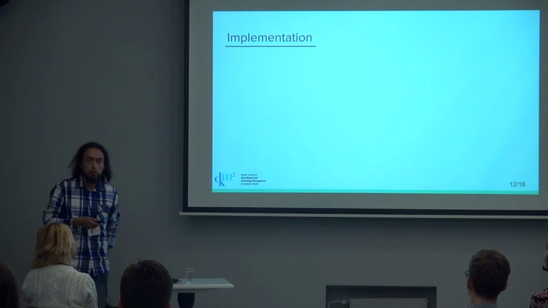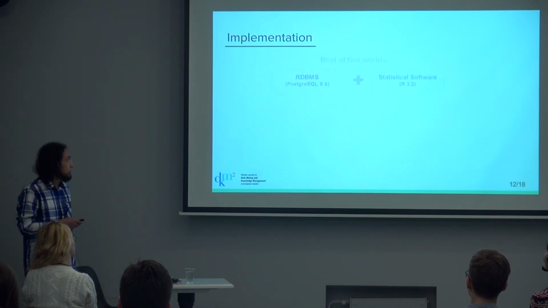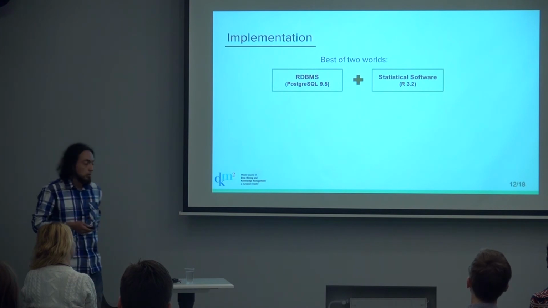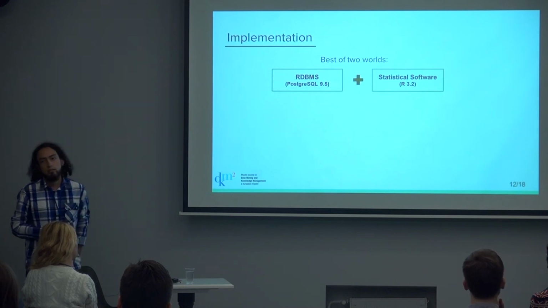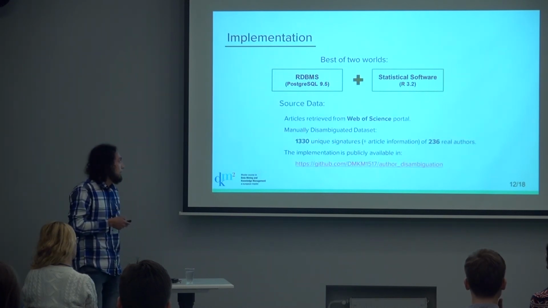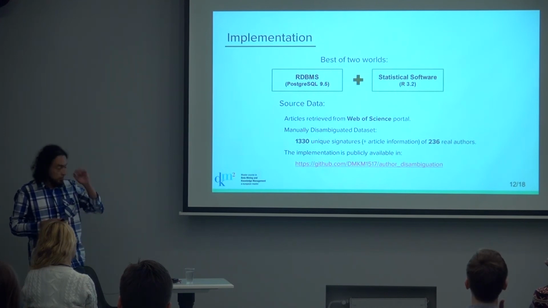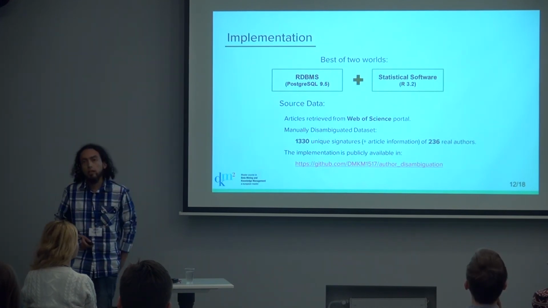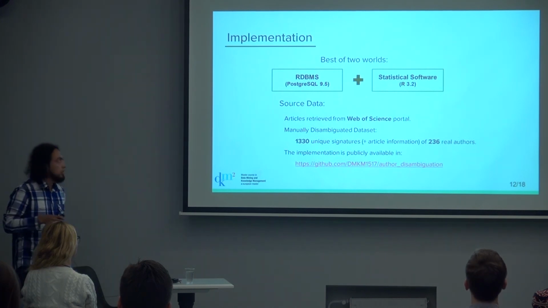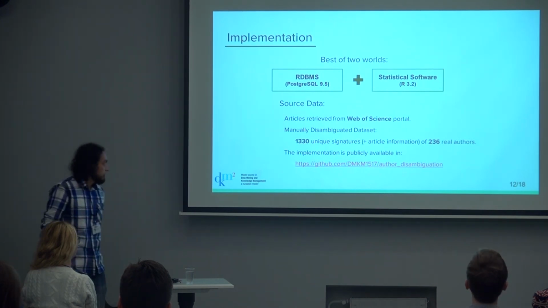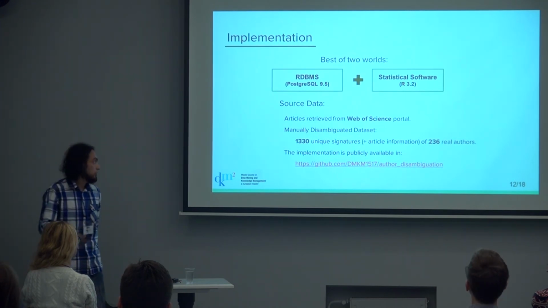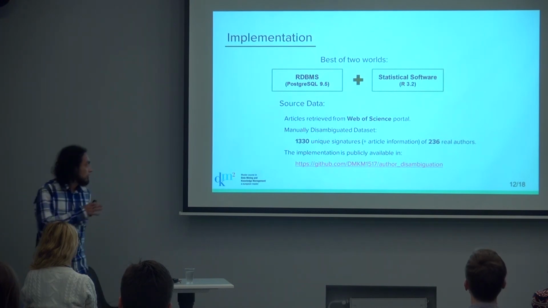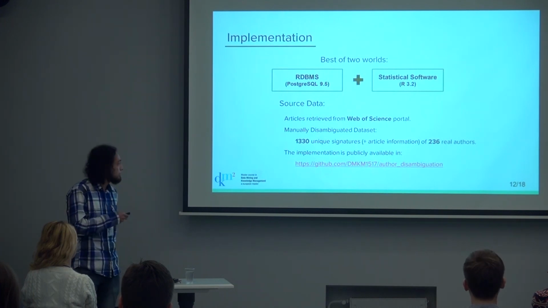So for the implementation, we used the best of two worlds: the relational database management system, in our case PostgreSQL, and a statistical software, R. And for our source data, we got a data set from the Web of Science portal that was manually disambiguated, and we got around 1,000 unique signatures that correspond to 236 real authors. I'm not going to go into detail on the implementation, but you can go to our repository there.